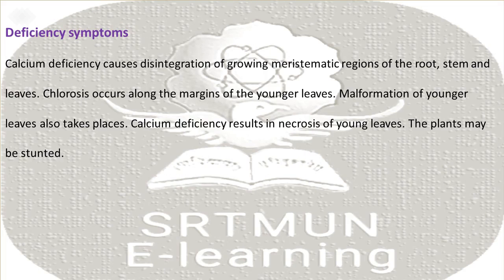Now, deficiency symptoms. Calcium deficiency causes disintegration of growing meristematic regions of the root, stem and leaves. Chlorosis occurs along the margin of younger leaves. Malformation of younger leaves also takes place. Calcium deficiency results in necrosis of young leaves. The plant may be stunted.